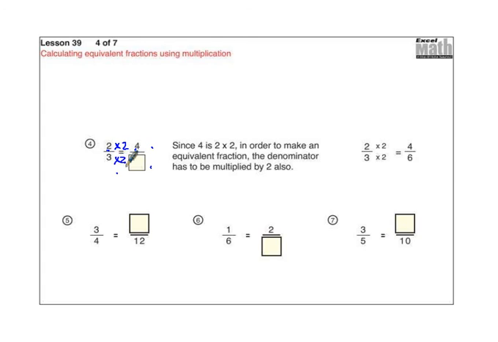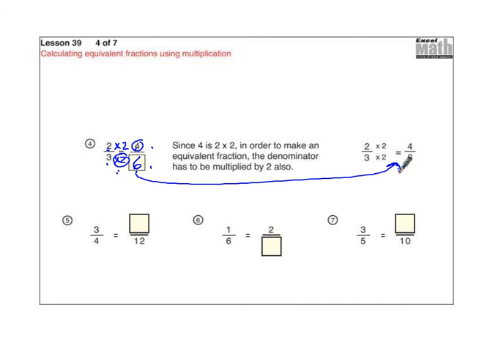So I do the same thing because we must multiply or divide the top and the bottom by the same number. So since I'm multiplying 2 times 2 to get 4, I multiply the denominator, or the bottom number, by 2 as well. 3 times 2 equals 6. So the number 6 goes in the box as they show you right here.